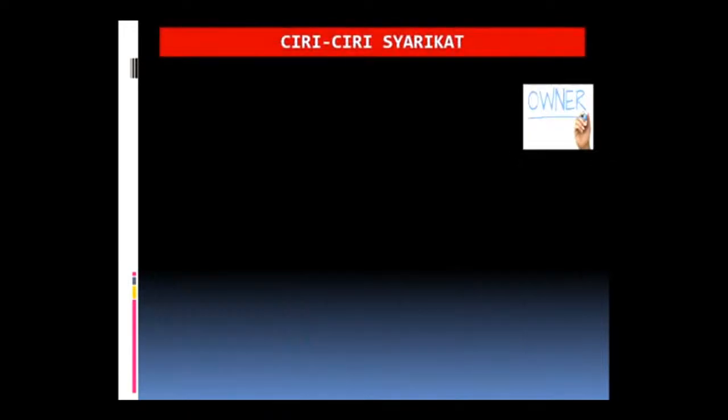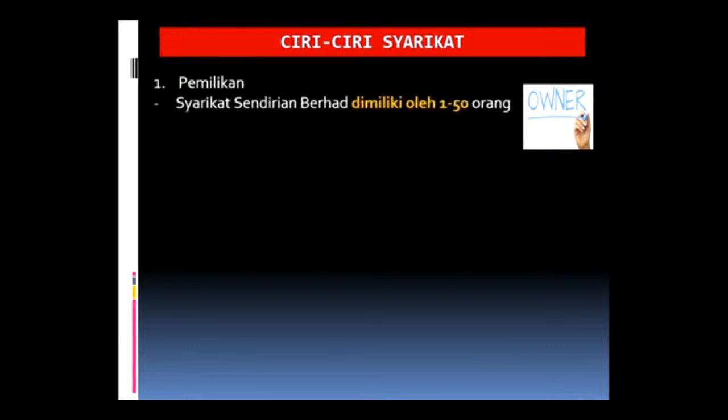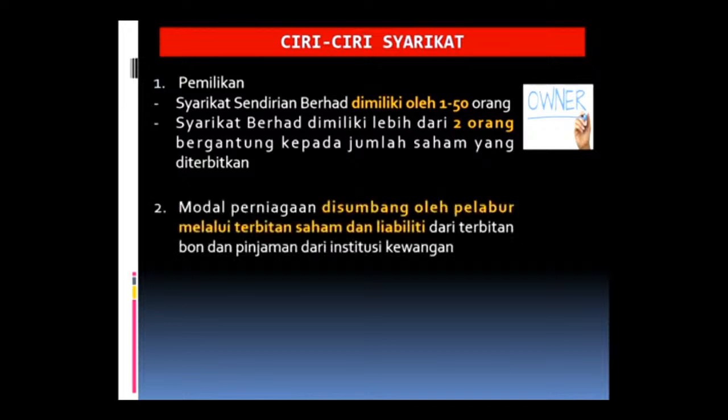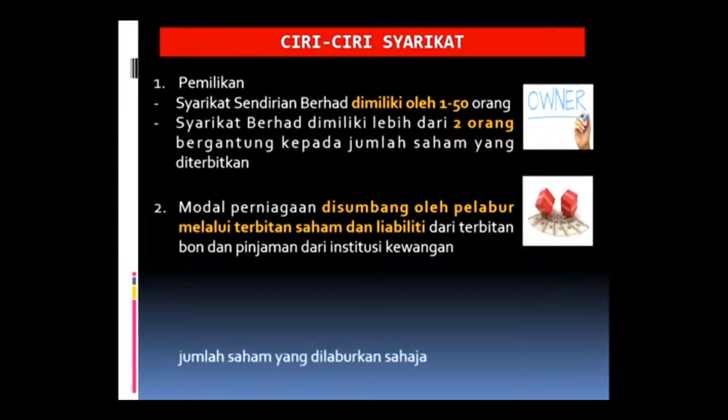Seterusnya, kita akan mempelajari ciri-ciri entiti perniagaan berbentuk syarikat. Yang pertama dari segi pemilikan, syarikat sendirian berhad dimiliki oleh 1 hingga 50 orang pemilik. Manakala bagi syarikat berhad pula, ianya dimiliki lebih dari 2 orang bergantung kepada jumlah saham yang diterbitkan. Modal perniagaan bagi syarikat disumbang oleh pelabur melalui terbitan saham dan juga liabiliti dari terbitan bon dan pinjaman dari institusi keuangan.